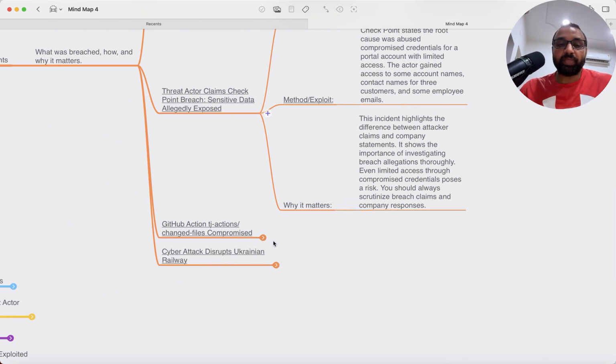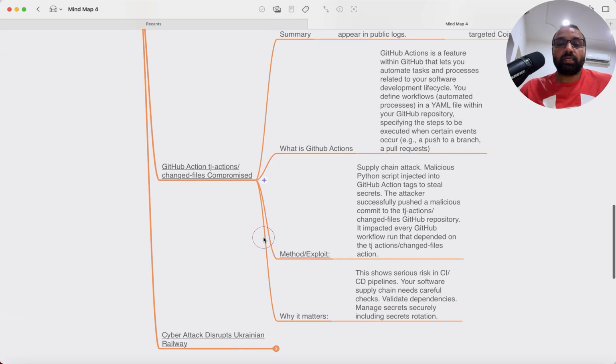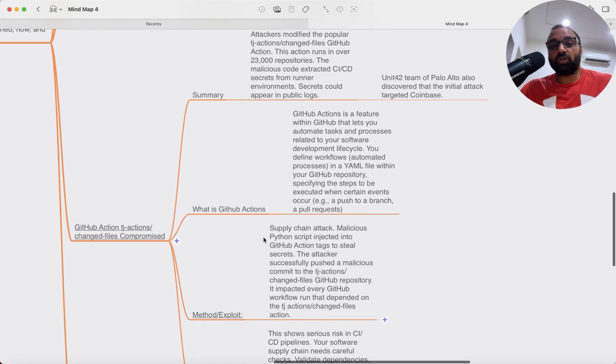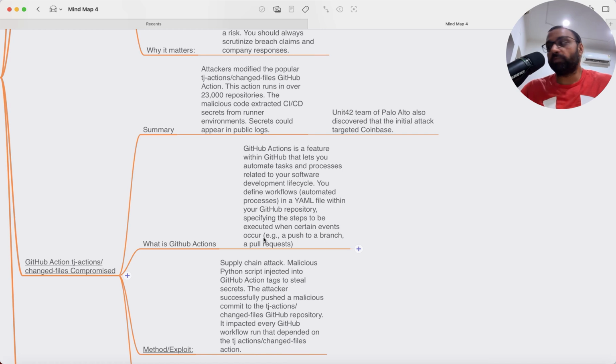In the next one, a GitHub Actions workflow called tj-actions/changed-files was compromised. So essentially, for those who don't know what GitHub Actions is, it's a feature that GitHub allows you to automate tasks and processes related to a software development lifecycle. So you typically define workflows in a YAML file within the GitHub repository and specify the steps that get executed when certain events occur, for example, a push to a branch or a pull request.